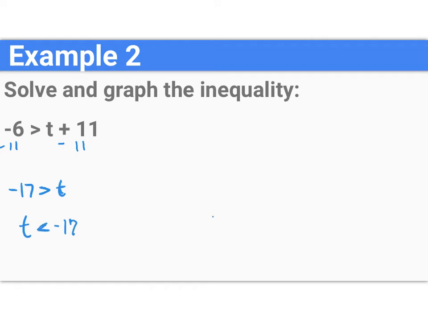So let's graph it. We have 0, and we have negative 17 over here to the left. Open circle. All numbers smaller than negative 17 work. So if I were to put negative 17 into this inequality, you would not get a number that is smaller than negative 6. But if I were to put negative 18 in there, then you would. Or even negative 17.1, you would get a number that is smaller than negative 6.